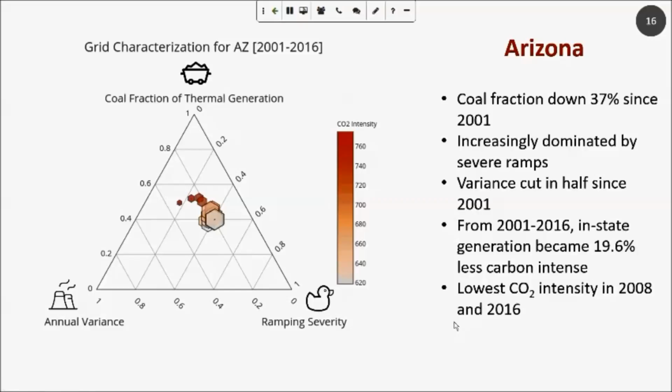One last thing that's interesting to note is that if you really analyze this graph, you can see that in 2008, the carbon dioxide intensity was almost as low as 2016. So that corresponds with the economic downturn, and so not as a function of fuel switching, but as a function of a number of confounding factors. The carbon dioxide intensity was lowest in 2016, but similarly low in 2008.